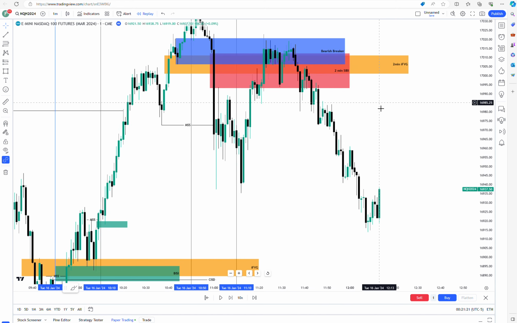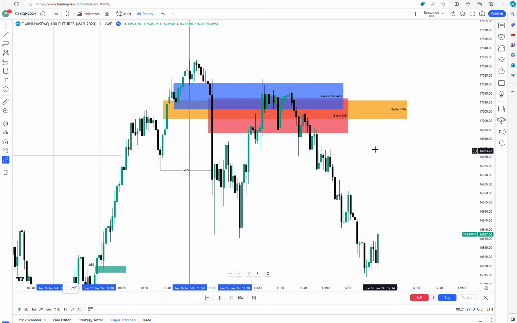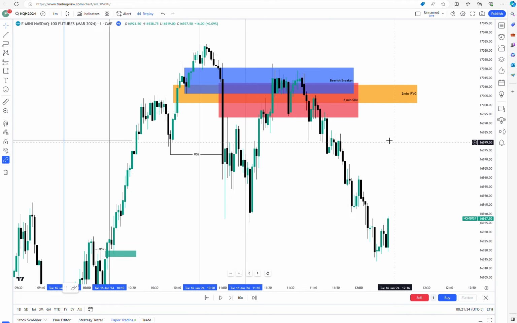Think of those as a barrier. It's like a wall, right? If the market was going to disrespect your idea, it would have to trade through all these things. And if it does, it does. You're wrong, right? But if your analysis is right, it should act as a barrier, and price should respect those zones.